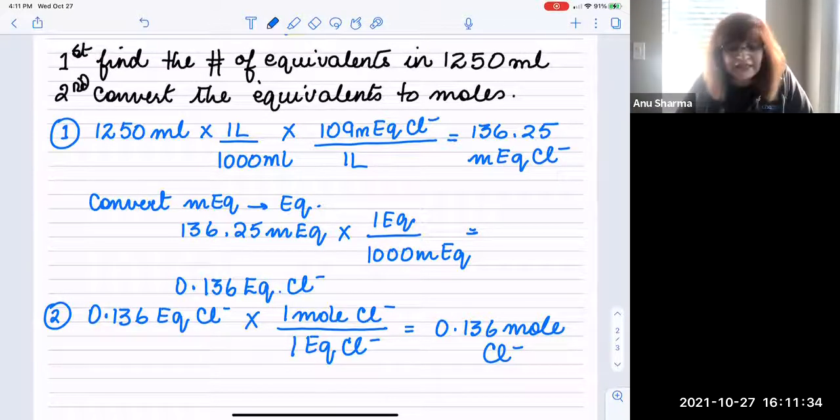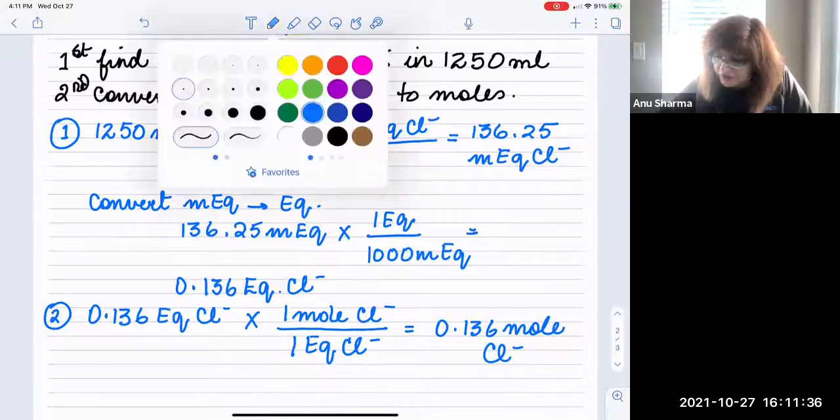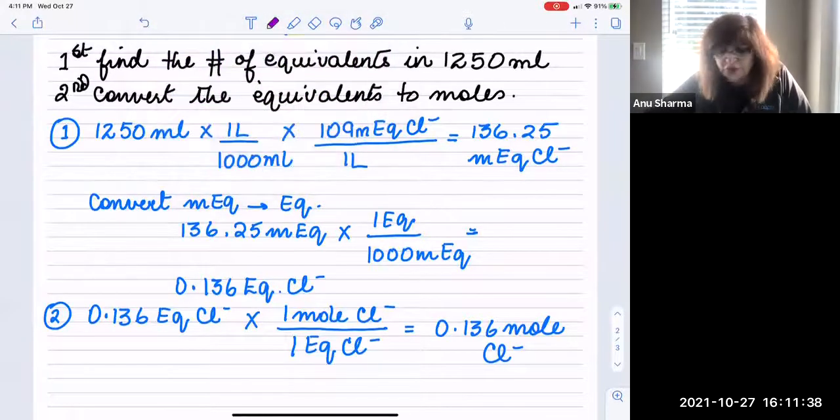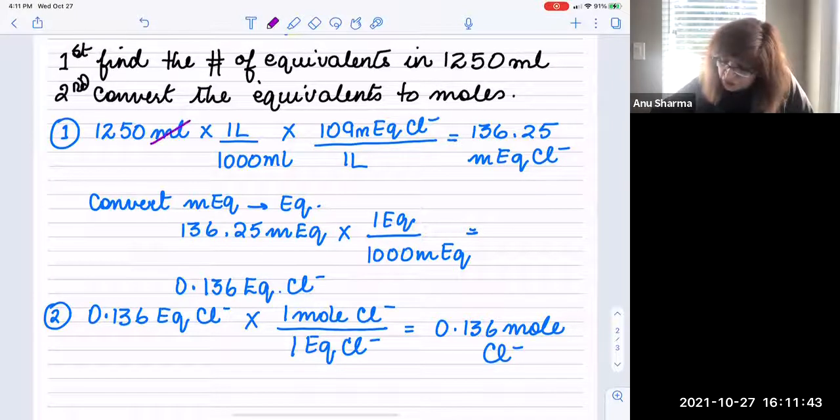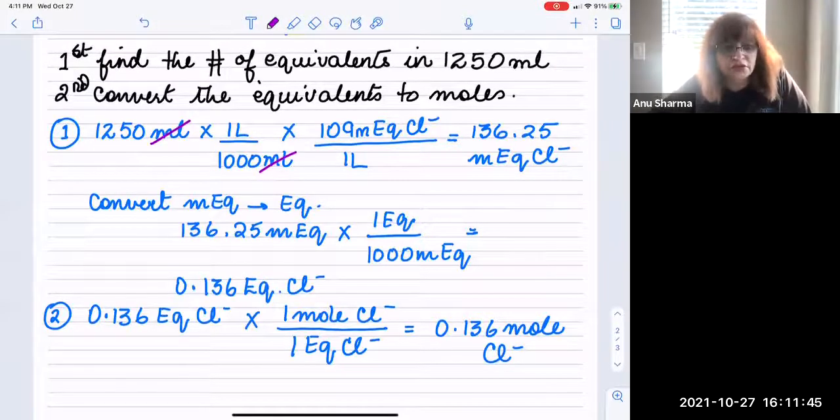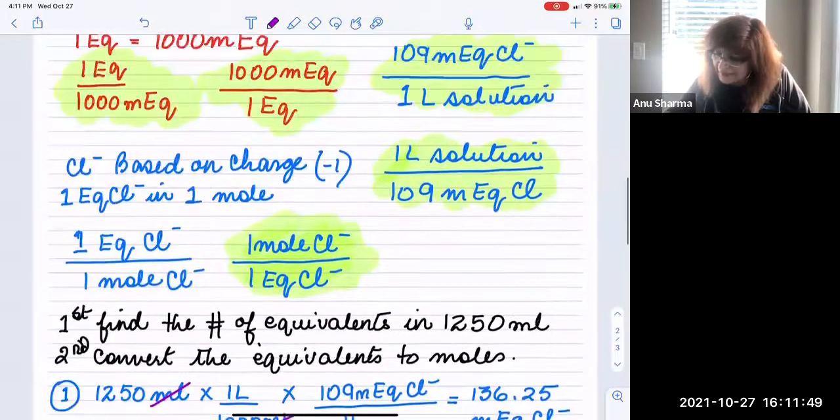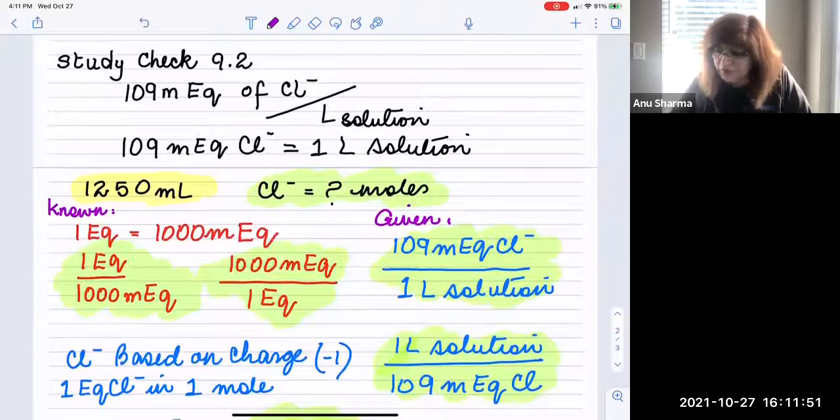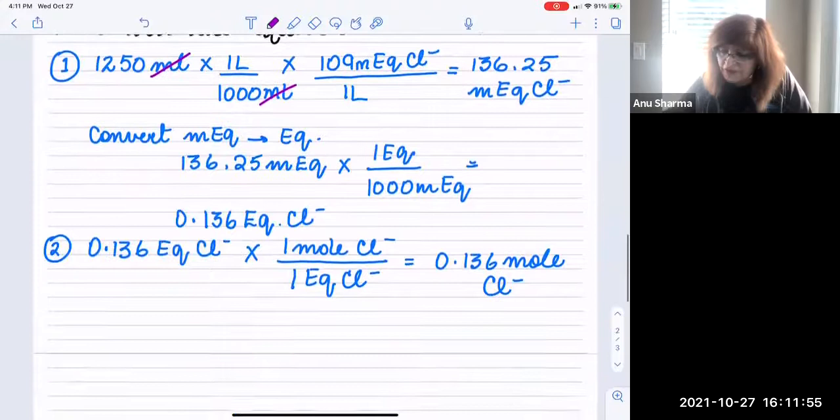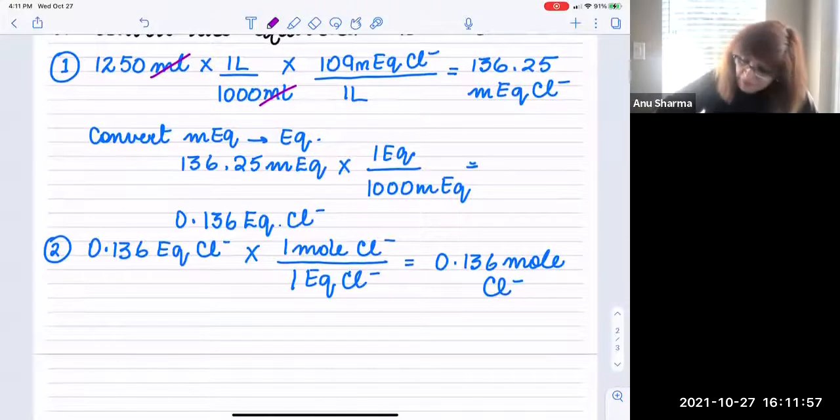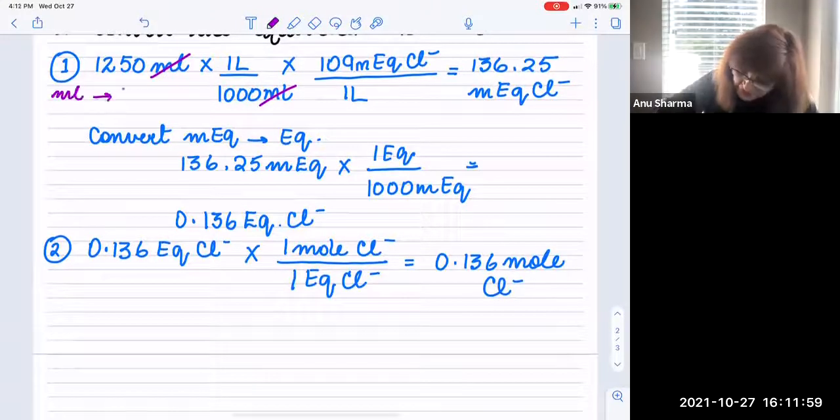So we are given, first of all, 1250 milliliters of the solution. Convert that milliliters of the solution to liters of the solution. Next, what is given to us is 105 milliequivalents of chloride ions are present in 1 liter of the solution. So this was the reason why we needed to convert the milliliters to liters of the solution.